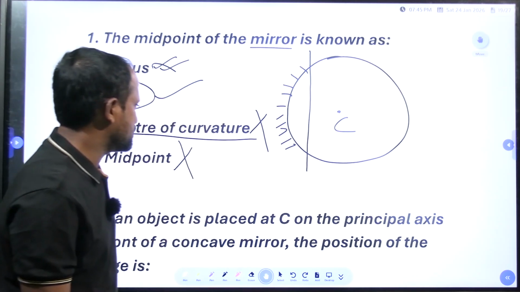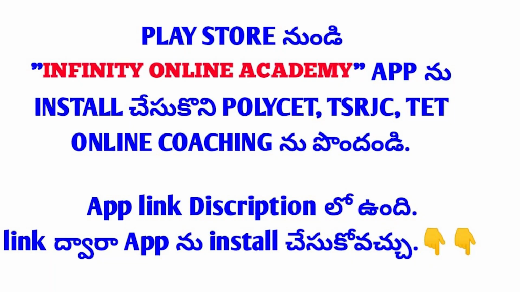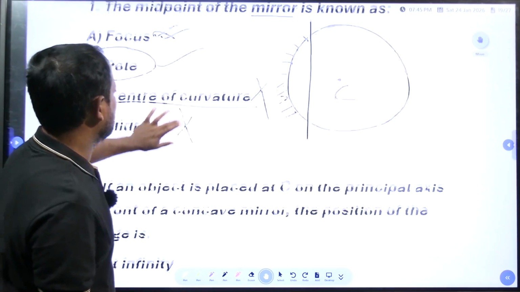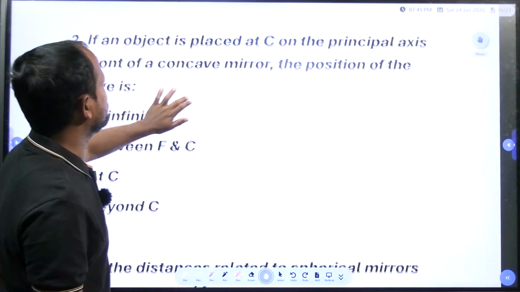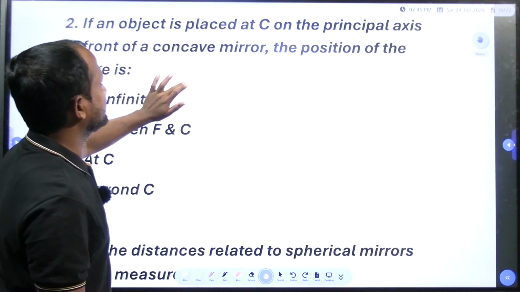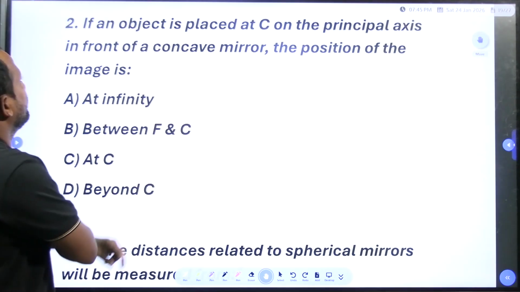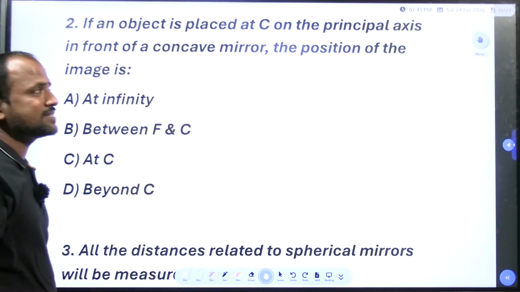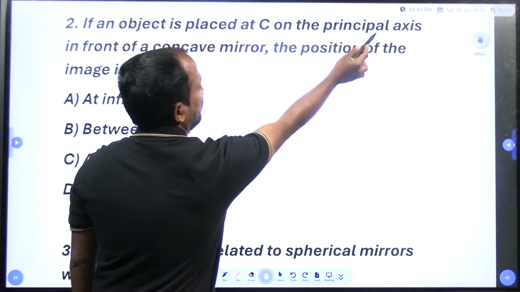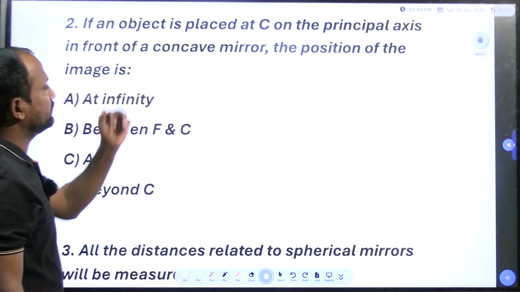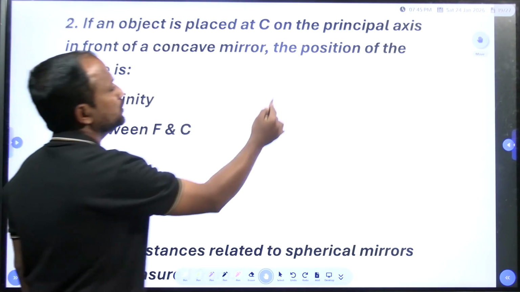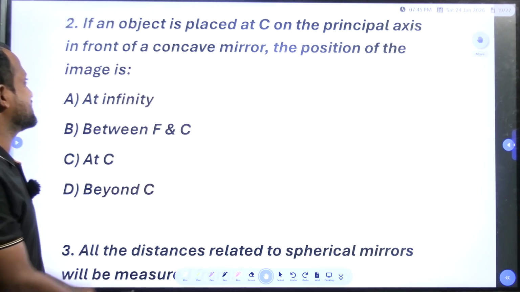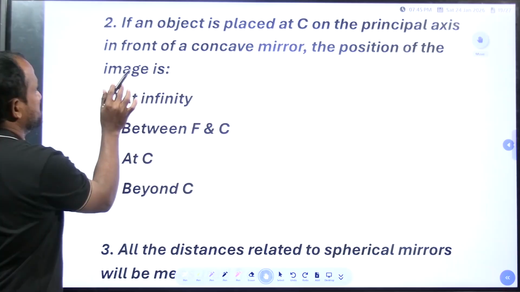So next, the second question. Read the second question first. If an object is placed at C on the principal axis in front of a concave mirror, the position of the image is... Okay?